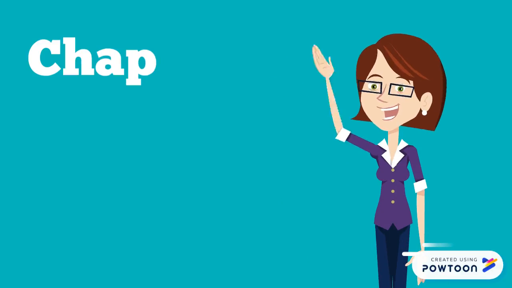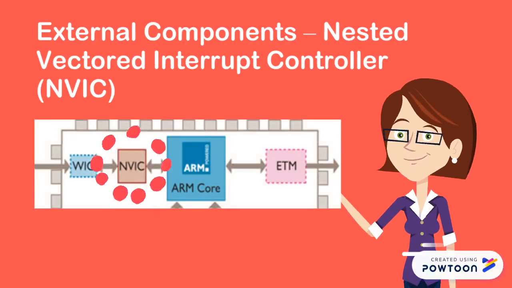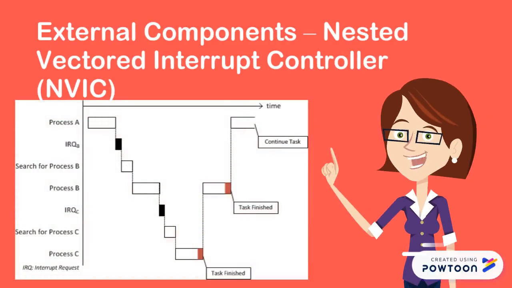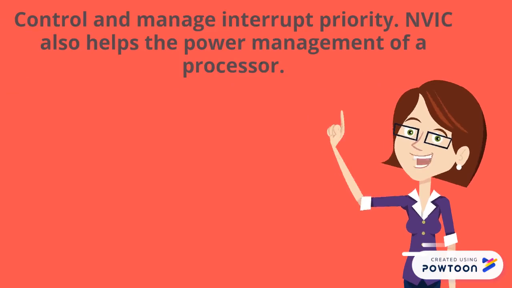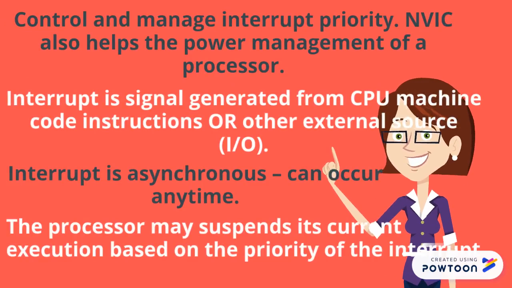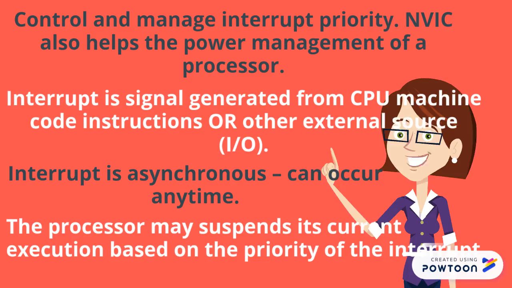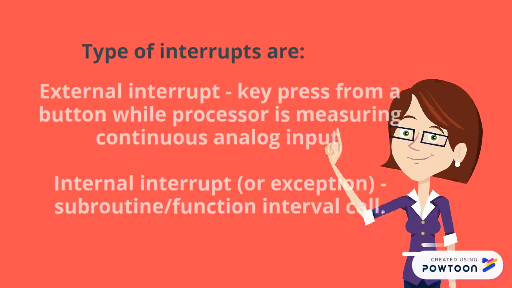Central Processing Unit, Block Diagram and Functions, Memory Map. NVIC controls and manages interrupt priority. It also helps the power management of a processor. An interrupt is a signal generated from CPU machine code instructions or other external sources, I/O. The processor may suspend its current execution based on the priority of the interrupt.